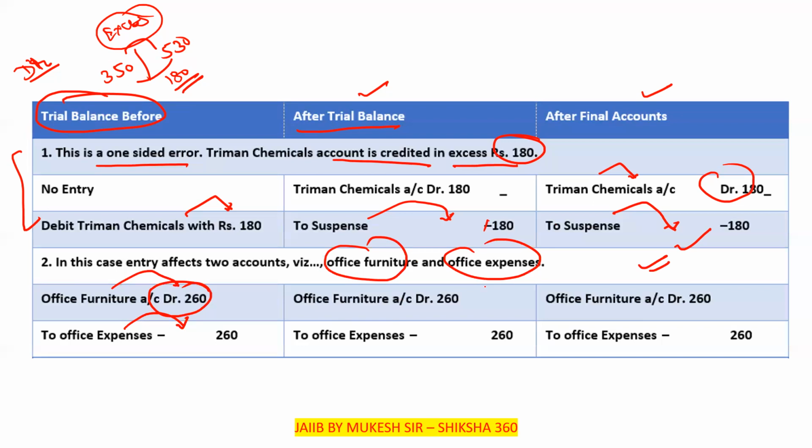The office furniture account we have to debit, and office expenses we have to credit. Now, if the error is found after the preparation of the final account, then this one comes under the nominal account.